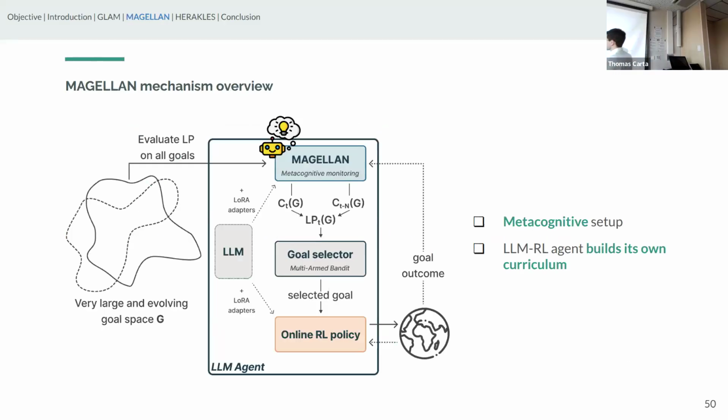So here, a quick overview of the mechanism. We have a large and evolving goal space G, where in Magellan, there is first an LLM RL agent, as described before, that interacts with the environment. And because we are inside the metacognitive framework, the LLM is also used to estimate the competency over the goal space at time t and at time t minus n. And from that, we can recover the learning progress over the goal space. We pass that to a goal selector, and then we can automatically sample goals inside the goal space. So then the LLM RL agent is able to build its own curriculum.